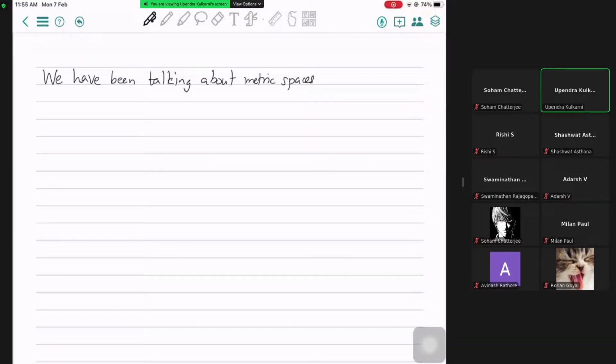Metric spaces. You have a distance function that detects if points are the same or different. The distance is symmetric, and we have the all-important triangle inequality.